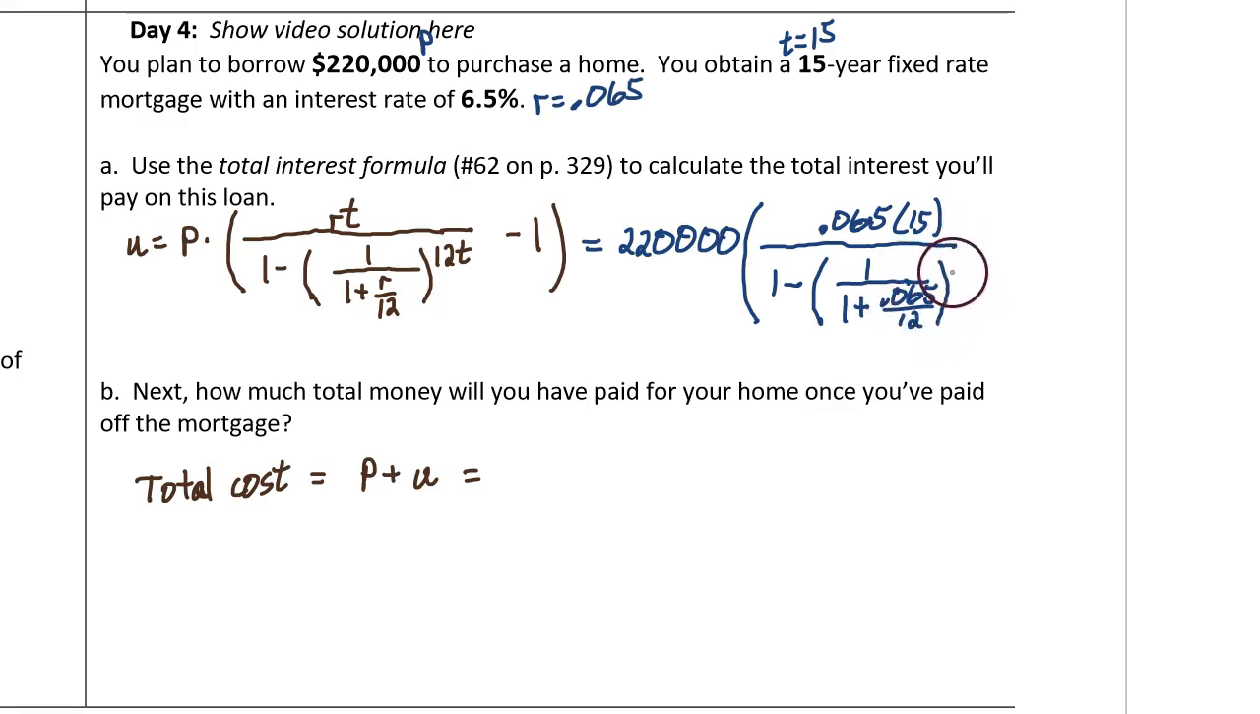The exponent on this is 12 times T, so that's 12 times 15. Afterwards, there's a subtract 1. And then the parentheses is closed up. We have every number filled in where it goes.